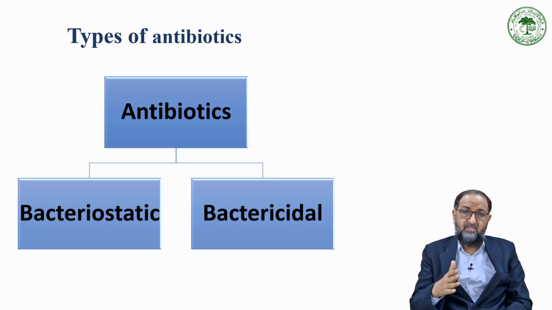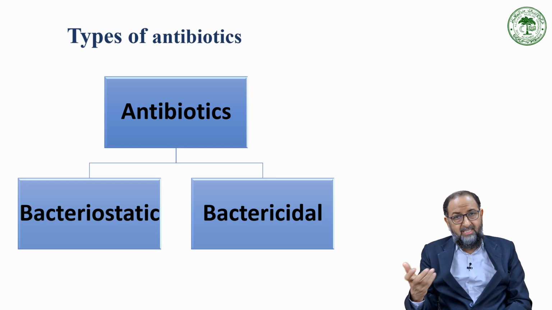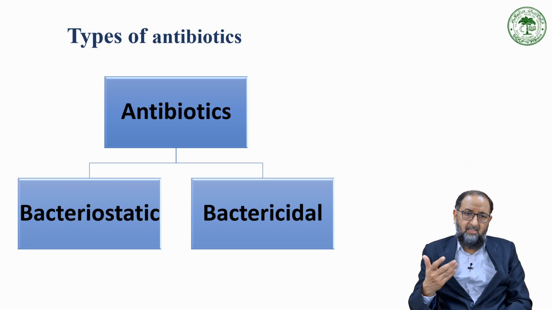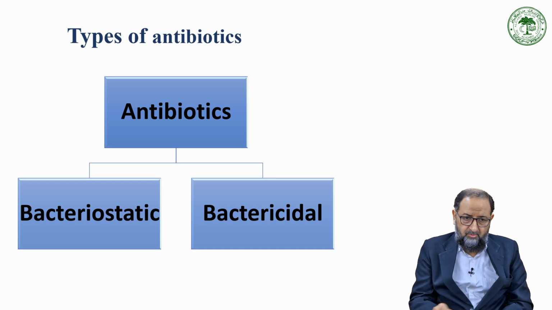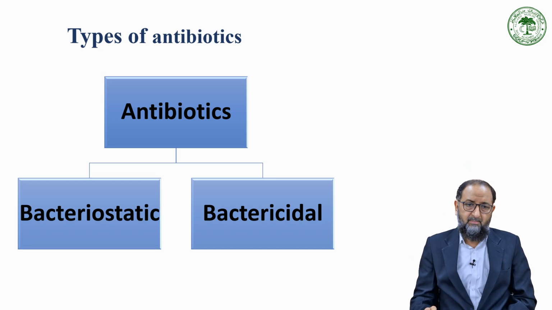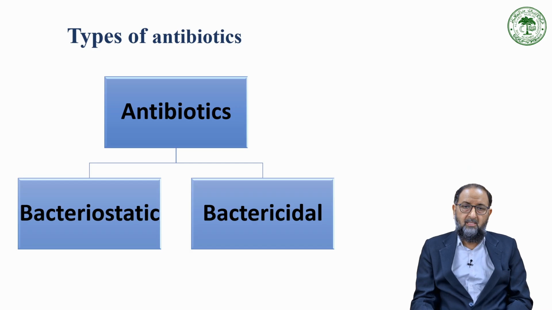Whereas in the case of bacteriostatic antibiotics, in the presence of the antibiotic, bacteria stop growing and multiplying, and so the infection could be stopped or controlled at that point of time. But when the concentration of the antibiotic is reduced or eliminated from the site, the bacteria start growing again. Such antibiotics are called bacteriostatic antibiotics.